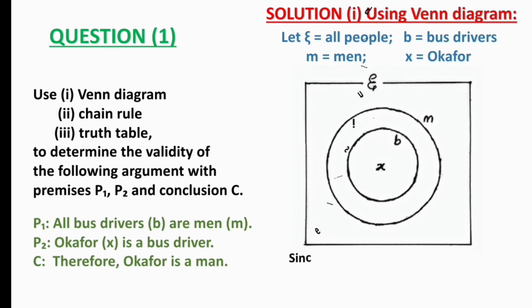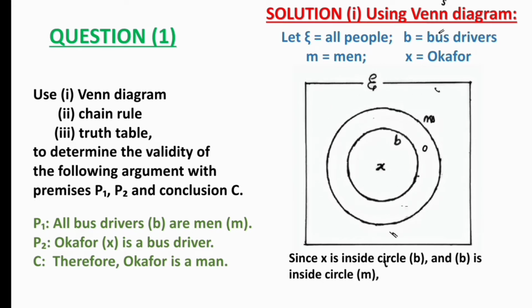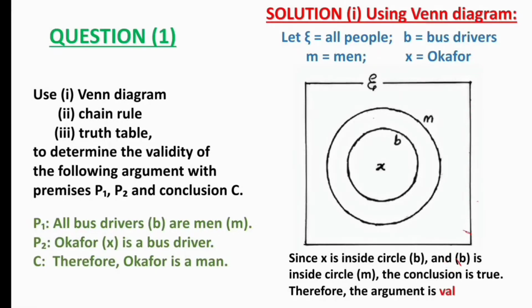Let's determine if the conclusion is valid, which says therefore Okafor is a man. From the Venn diagram, since X is inside circle B and B is inside circle M, the conclusion is true because from the diagram Okafor is a man. Therefore, the argument is valid.